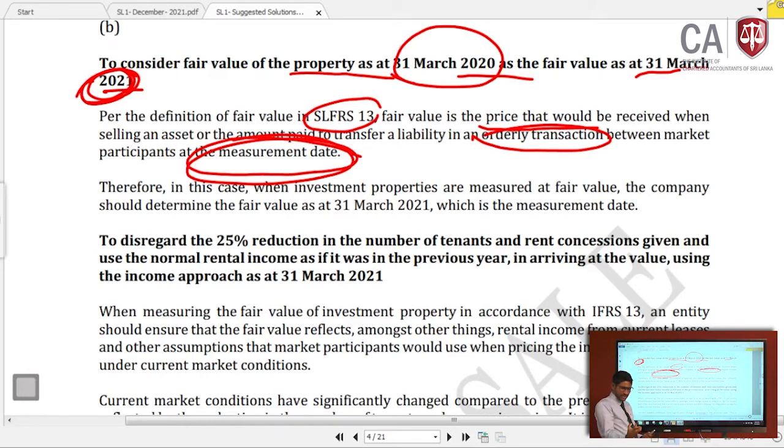Why? Fair value should always be measured at the measurement date, let's say the reporting date. So if you are using an old fair value, it is violating the definition itself. It is violating the basic definition of fair value measurement, right? Therefore, when the investment properties are measured at fair value, the company should determine the fair value at 31st March 2021, which is not 31st March 2020. Next one.